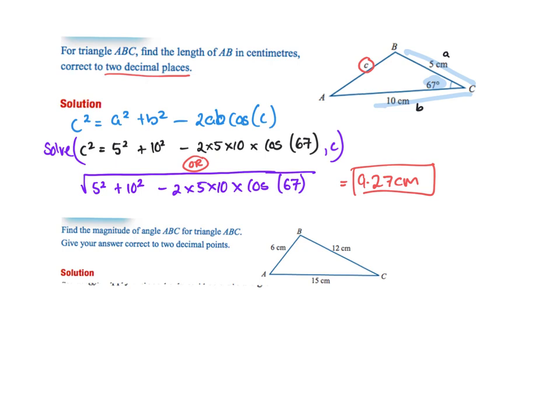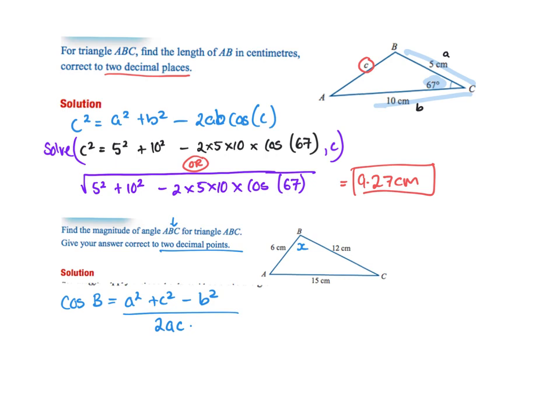It says find the magnitude of the angle ABC. So they really want X there because it's always a letter in the middle. For the triangle ABC, give to 2 decimal points. So we want angle B. If you wrote out the formula, it says cos B equals, and I believe it was a squared plus c squared minus b squared over 2ac.